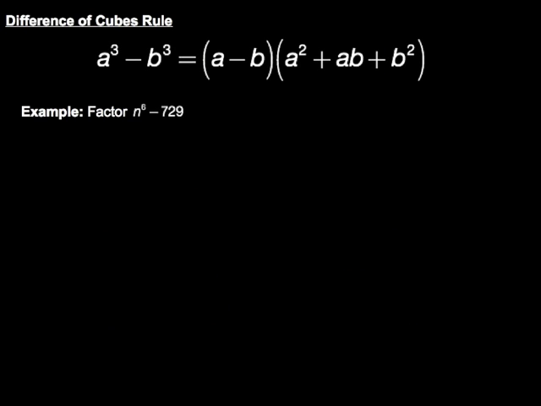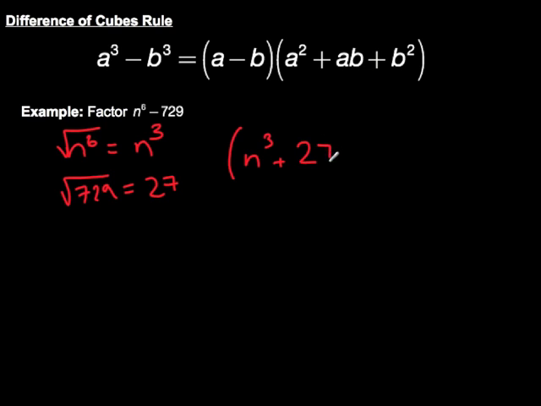Finally, we've got this here. This is a difference of cubes. It's also a difference of squares, and that's where I'm going to start with this one. So if I'm starting with the difference of squares instead of the difference of cubes, the square root of n to the 6th is n cubed. And the square root of 729 is 27. So I can rewrite this using the difference of squares as n cubed plus 27 and n cubed minus 27.